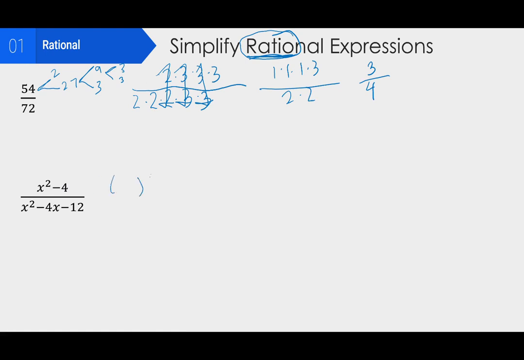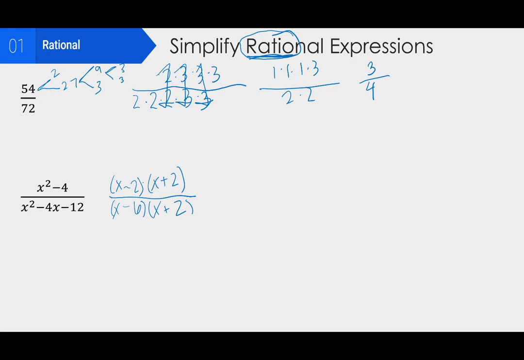What we want to do is factor. On top we have a difference of squares. I'm going to factor that. Square root of x squared is x. Square root of 4 is 2. Give myself a minus and a plus. Okay, on the bottom we have x squared minus 4x minus 12. That's going to factor into two different binomials. It's a fast trinomial, so we have a minus 6 and a plus 2. And that will give us negative 4 in the middle and negative 12 at the end.